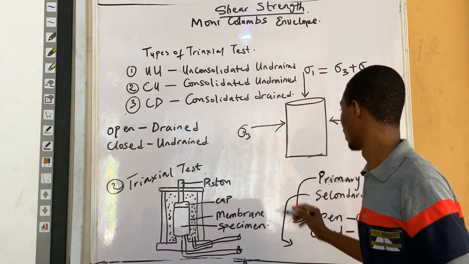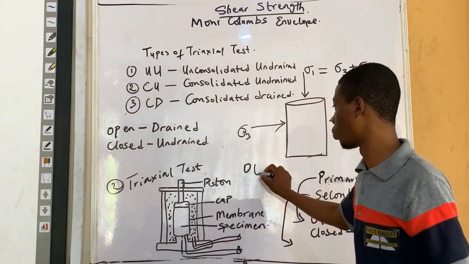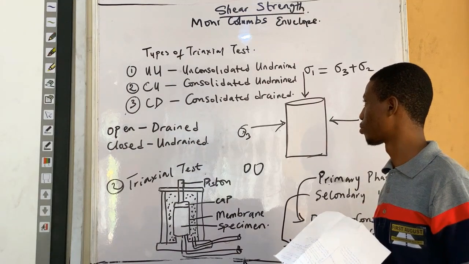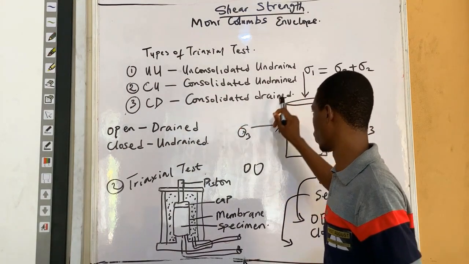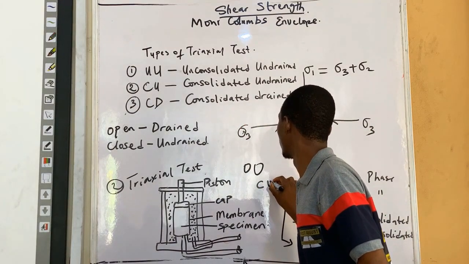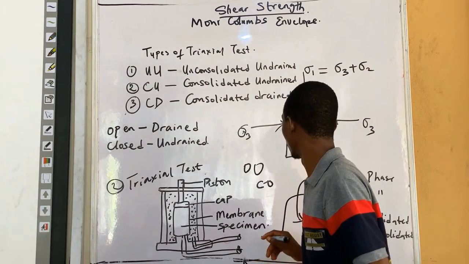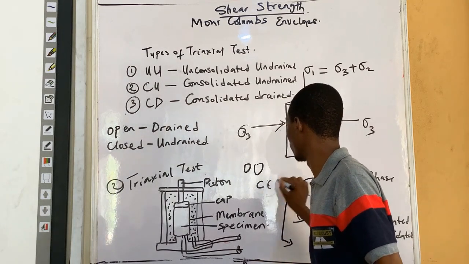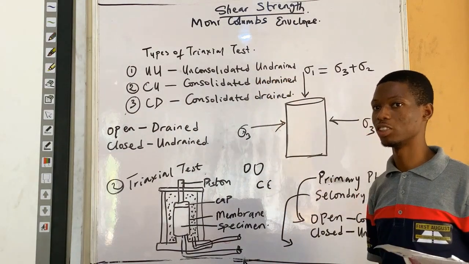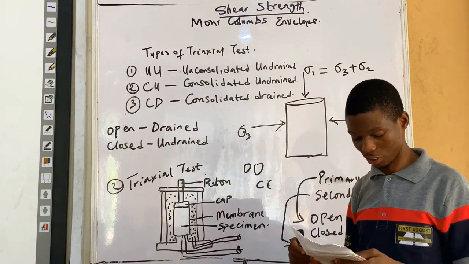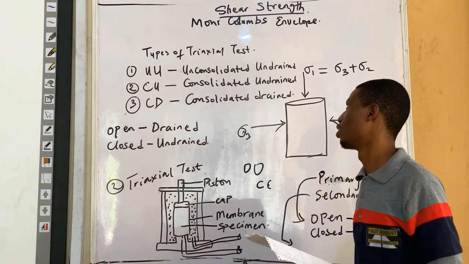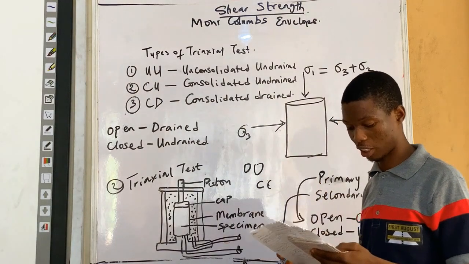If the first phase is open and the second phase is open, it is what? Consolidated drained. If it is closed and closed, it is unconsolidated undrained. So that's just the summary of the triaxial test.